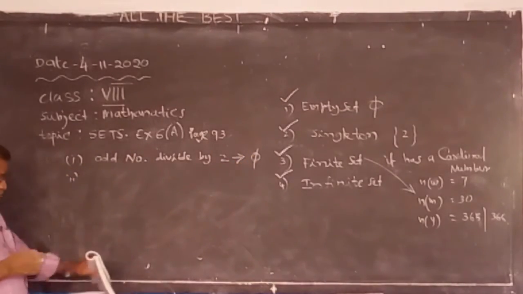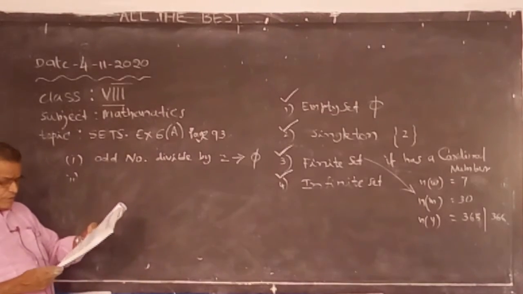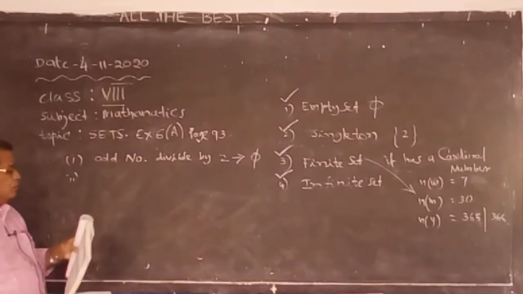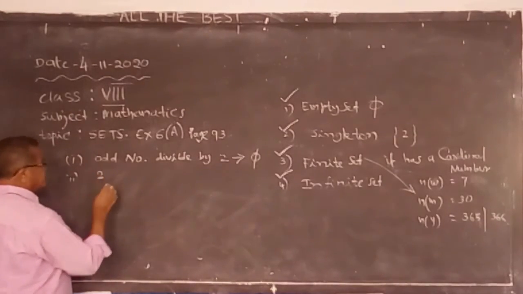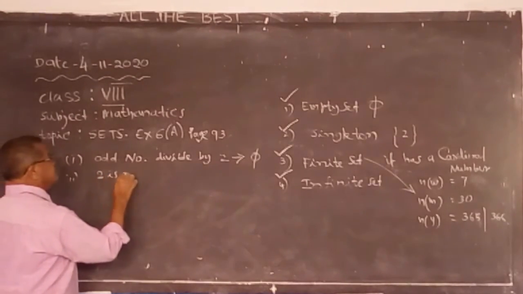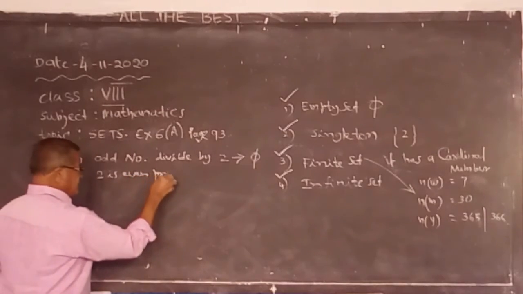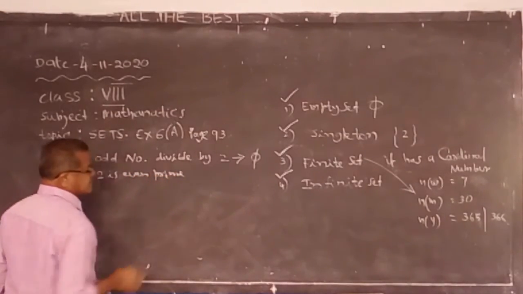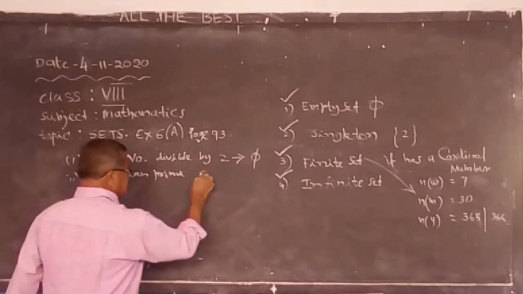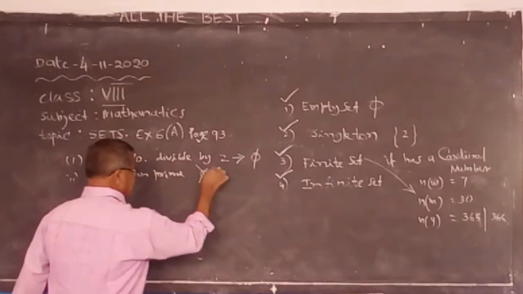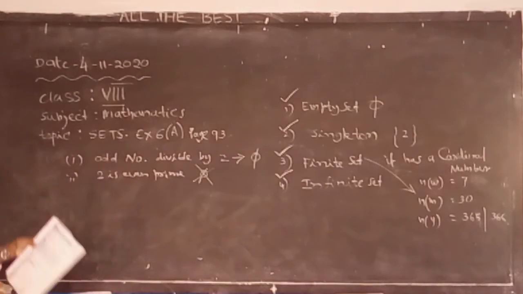Second one, prime numbers which are even. Yes, we have one: 2 is an even prime. So it is not an empty set. Cancel it. It is not an empty set.